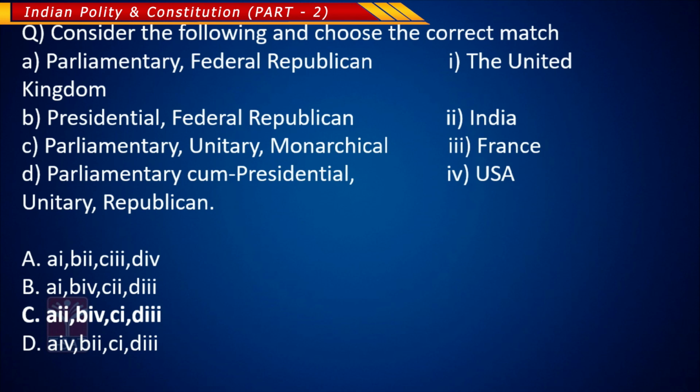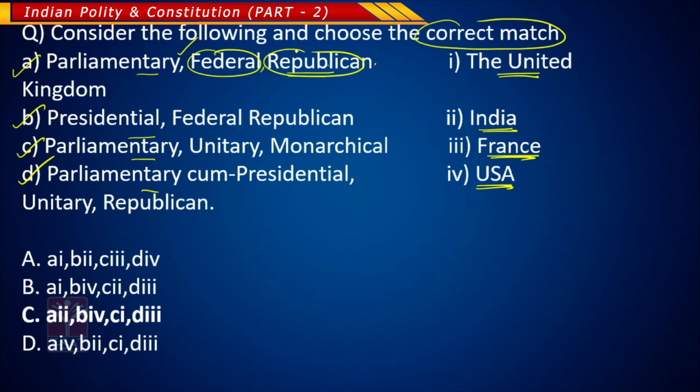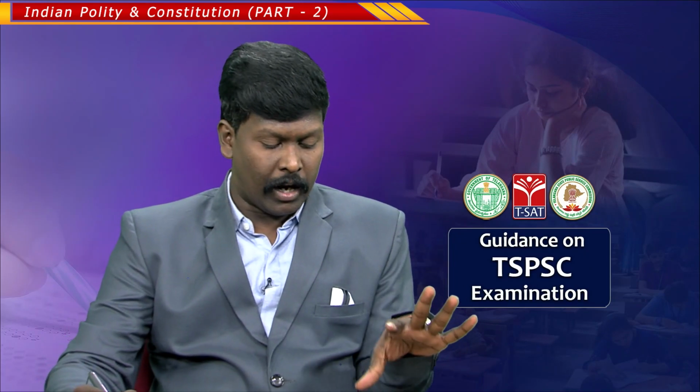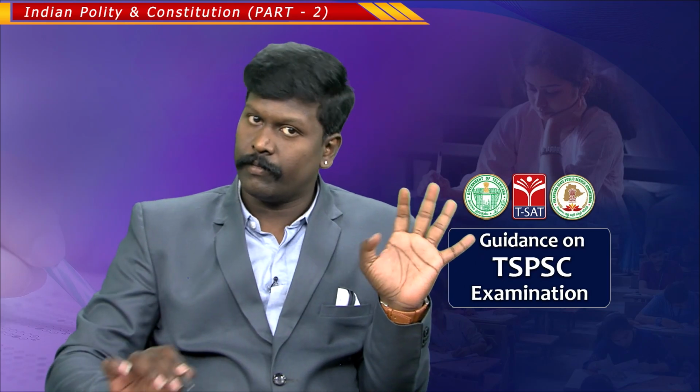Consider the following and choose the correct match. See, here we have A, B, C, D. We have features, and we have USA, United Kingdom, India, France. So, we need to guess. Okay, let's try. Parliamentary, federation, republic. Parliamentary type, but a federal system and republic. Parliamentary, US is not a parliamentary system, correct? US is not a parliamentary system. So, you can eliminate. A cannot be 4. So, this is gone.